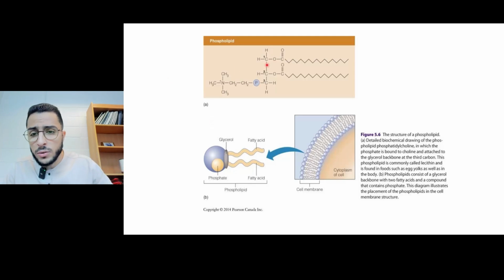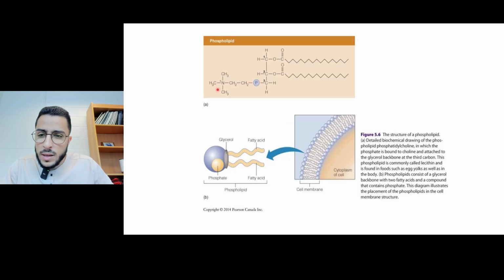And so here's the structure. We have the glycerol backbone, so this is nothing new. We've seen this before. You have the fatty acid chains. There's two of them only, because the third carbon instead is bound to a phosphate group and some sort of amino acid, or other molecule here.